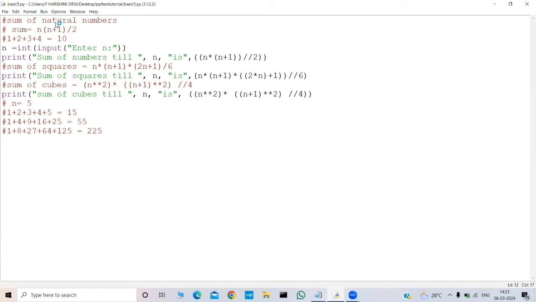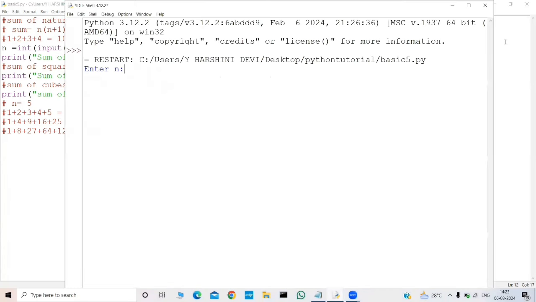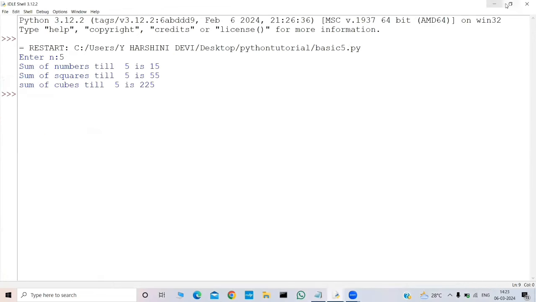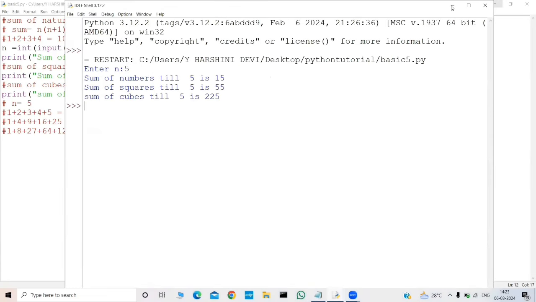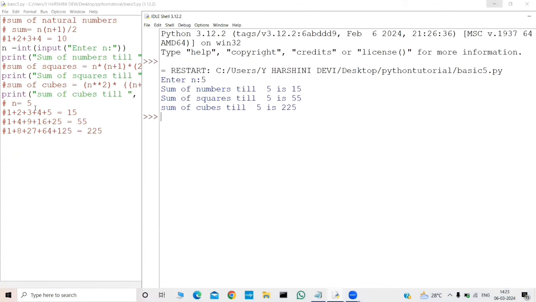Now, let's run this program. So I will enter 5. So if you see, as I expected, I got the same result. It was 15, 55, and 225.